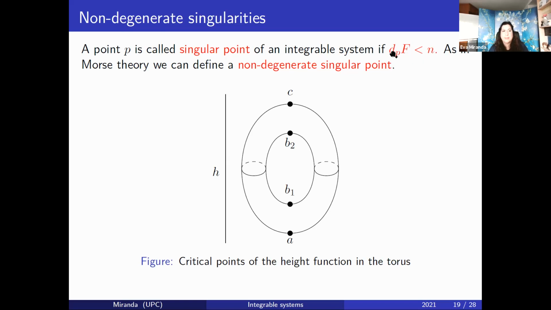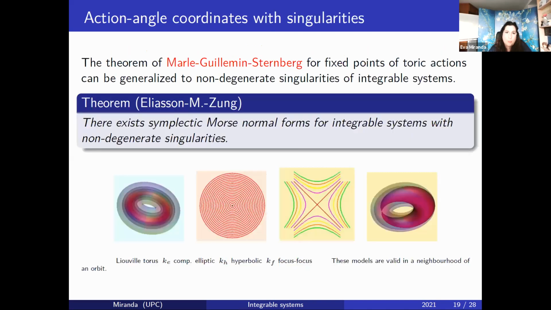I will correct this. And as in Morse theory, we can define what is a non-degenerate singular point. This is the image of non-degenerate singular points that are so important in Morse theory. And indeed, we can consider an integrable system with this kind of non-degenerate singularities.